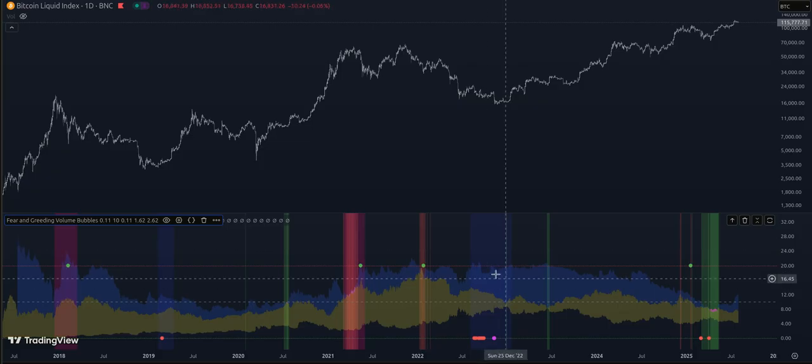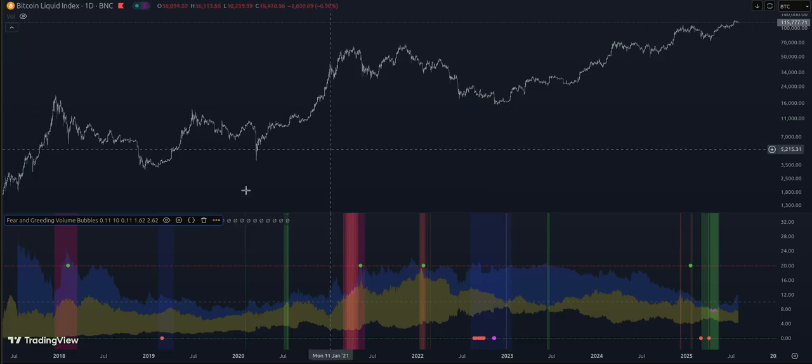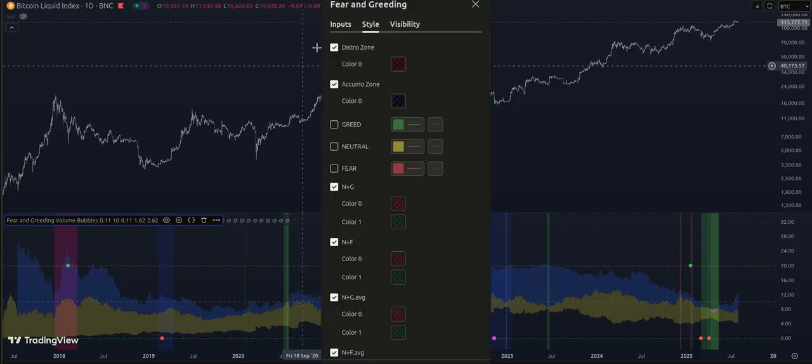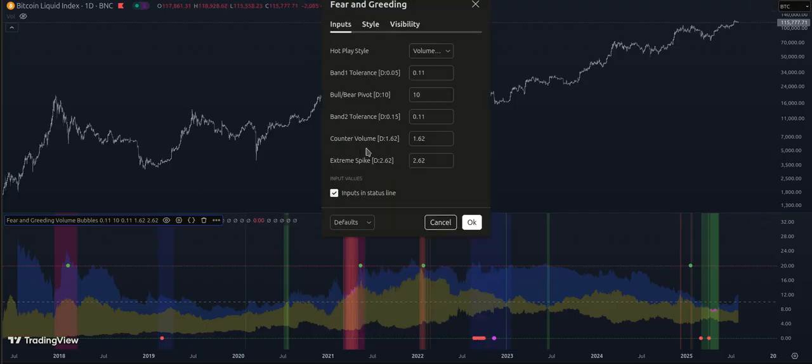Similarly, in the accumulation range, there was just an absolute kiss of a neutral into fear. Look where it was. Literally the market low. You just had to go. What else can we add in to think about this? Okay, well, cool. Let's say we've got some counter volume.